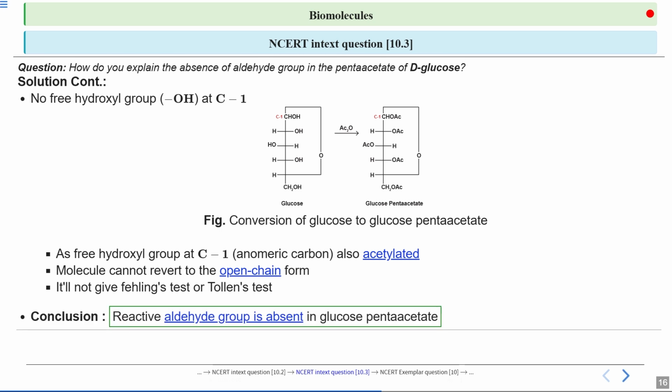So what can we conclude? To sum up, we can say that the reactive aldehyde group is absent in glucose pentaacetate. This is because all the hydroxyl groups, including the one at the anomeric carbon, are acetylated, which prevents the molecule from showing typical aldehyde reactions.